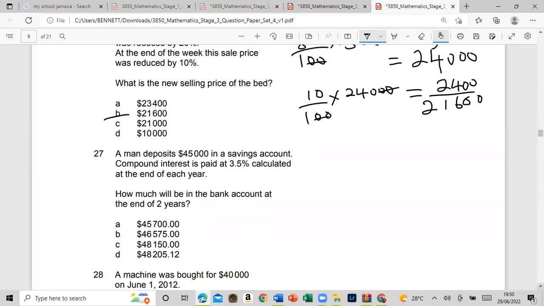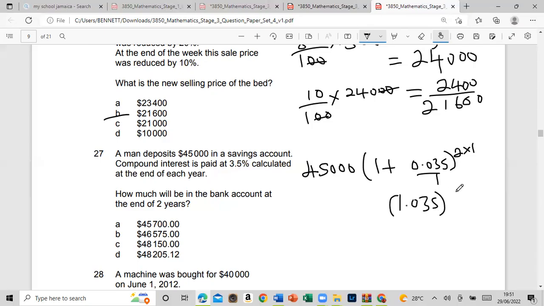A man deposits 45,000 in a savings account. Compound interest is paid at 3.5%, calculated at the end of each year. How much will be in the bank account at the end of 2 years? Naturally, I use a calculator for this. Alright. I just set it out and use the calculator because I'm really tired. And guys, there must be an easier way, you know. That's 1.035 times 1.035. It should be an easier way to do it. So this works out 1.035 squared, and then times 45,000. Let's go to the calculator for me now. I'm out of my brain and I'm tired. It's more than before 8 o'clock. Now I go for sleep.